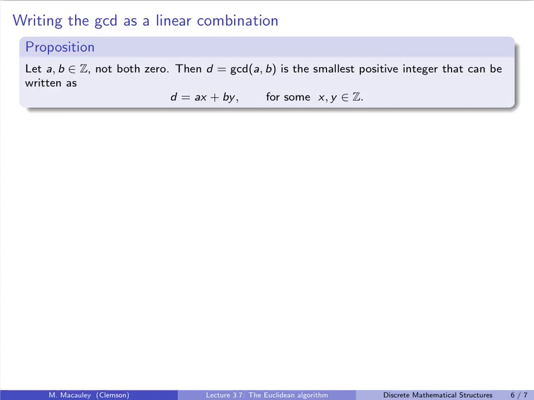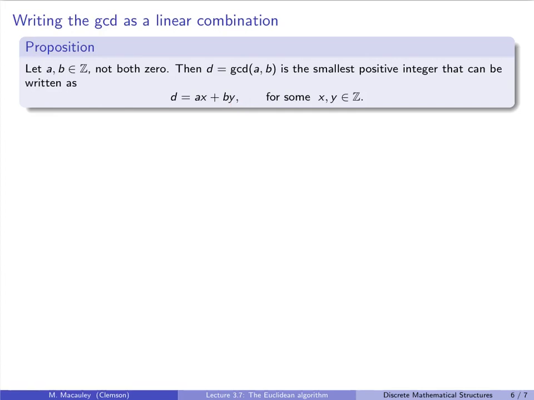In the remainder of this lecture, I will show you how the GCD of a and b can actually be written as a linear combination of a and b like this, ax plus by, and then we will extend the Euclidean algorithm to show how to construct such an x and y explicitly.